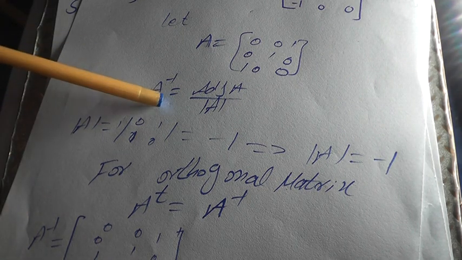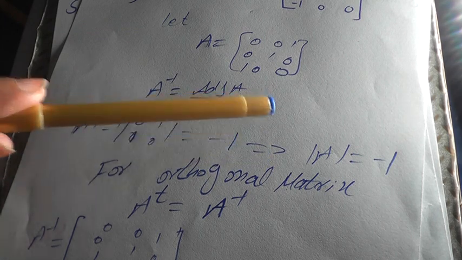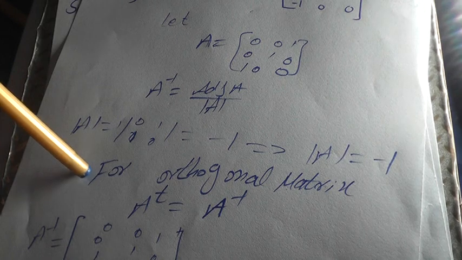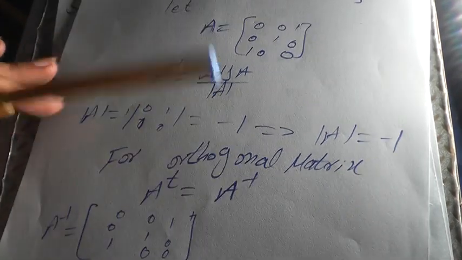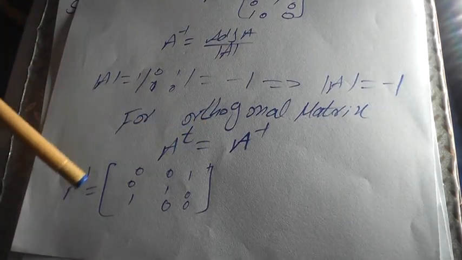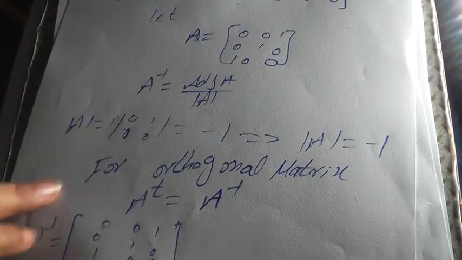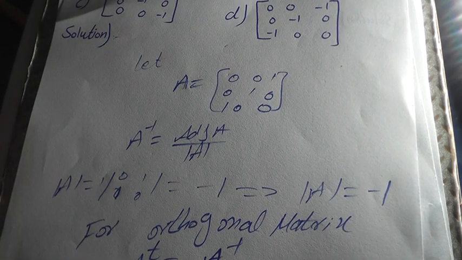First of all we have to find the determinant, and if the determinant of any matrix is equal to +1 or -1, this implies that it is an orthogonal matrix. If it is orthogonal, then for an orthogonal matrix A transpose is equal to A inverse, so A inverse is equal to the transpose of the matrix. Here I have to solve it within a few minutes, maybe in 1 minute, but in the examination hall you can answer without using paper and pencil.